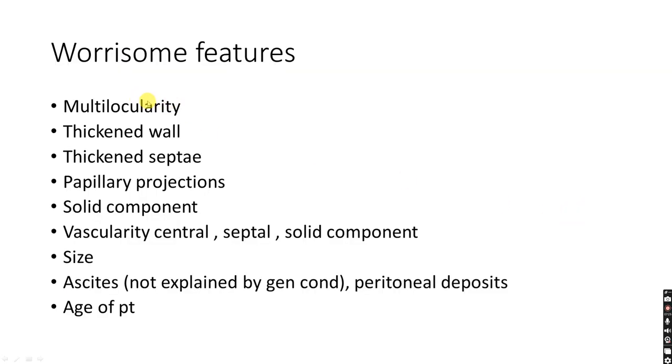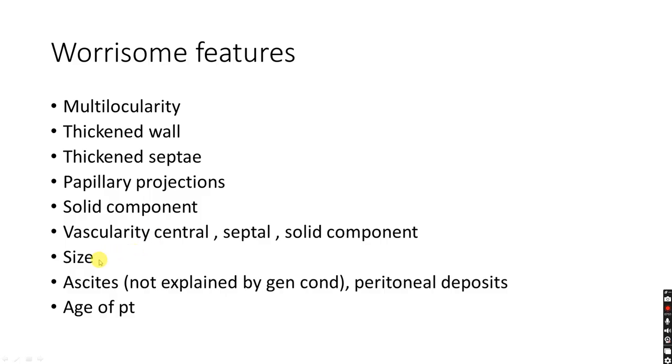So these are the worrisome features: multilocularity, thickened wall or thickened septi, irregularity also. Then the more the papillary projections, the more the chance of malignancy. Then a solid component with vascularity will indicate more towards malignancy. Vascularity also will affect the chance of the lesion being malignant. The more the vascularity in the solid component or the septi, the more towards complexity.